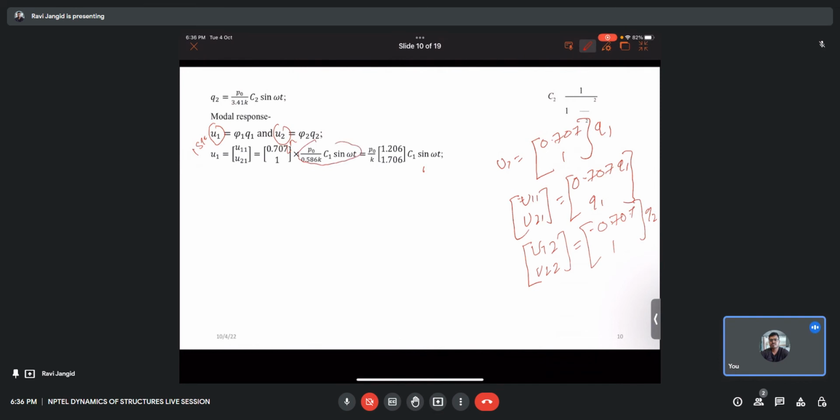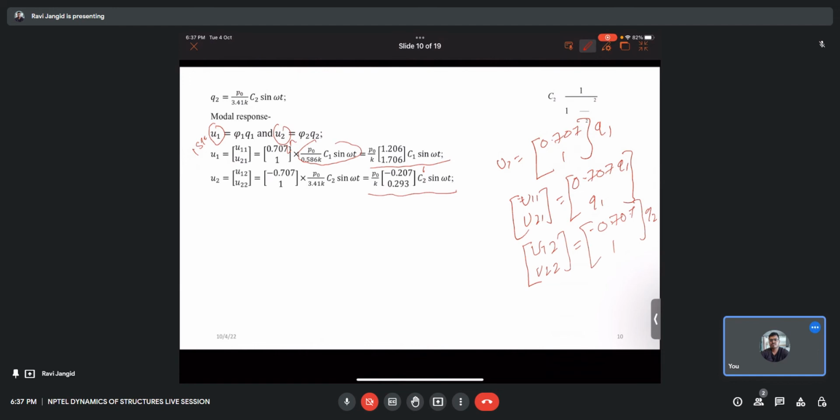And if we resolve this equation, we will be able to find u1 as p0 by k, 1.206, 1.706 c1 sin omega t. And for u2, if we determine u1 to u22, that would come out to be minus 0.7071 p naught 3.41 k c2 sin omega t, which is equal to p naught by k, minus 0.207 and 0.293 c2, after rearranging the terms.